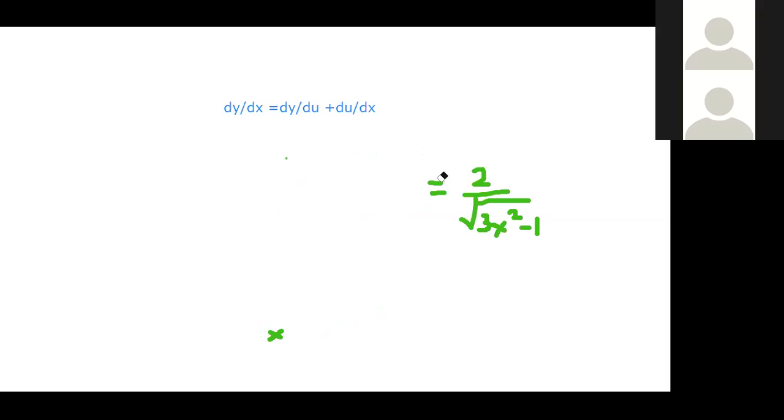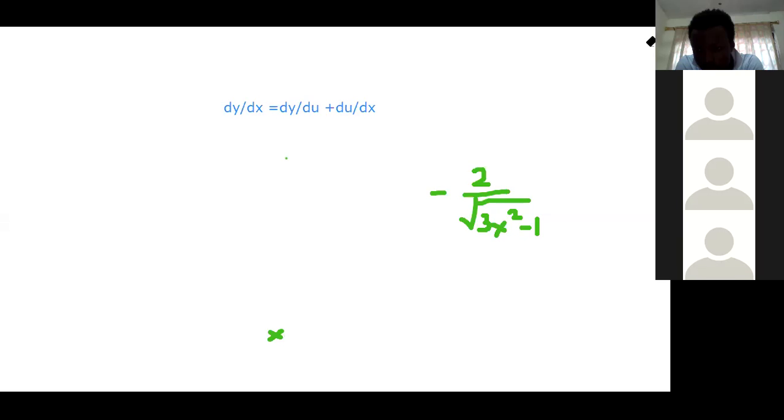What did you get? Into bracket 3x squared minus 1 all to the power negative half, minus 6x into bracket 3x squared minus 1 to the power negative 3 over 2. You have about 2 minutes, let's see if you can do it. Negative 6x into bracket 3x squared minus 1 exponent negative 3 all over 2. Correct.